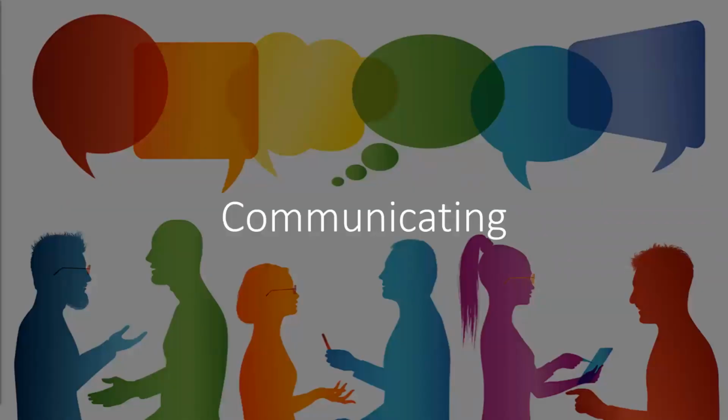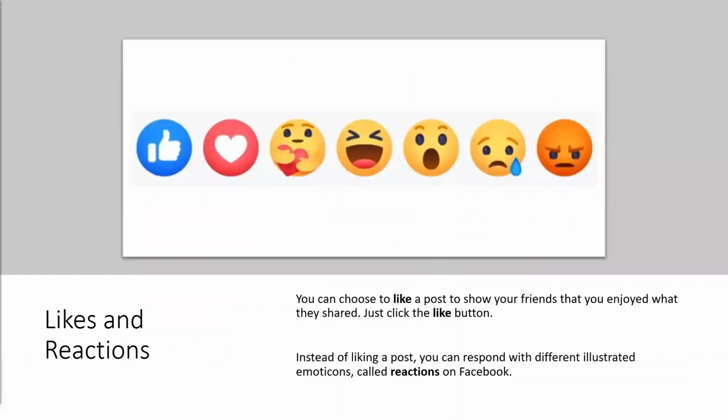Now we're going to talk a little bit about the different ways we can go about communicating with our friends on Facebook. So one of the simplest ways is by liking and reacting to the posts your friends are making. You can choose to like a post to show your friends that you enjoyed what they shared. You'll just click the like button, which looks like a thumbs up in a blue circle. Or instead of liking a post, you can respond with reactions, which are just these different emoticons here.